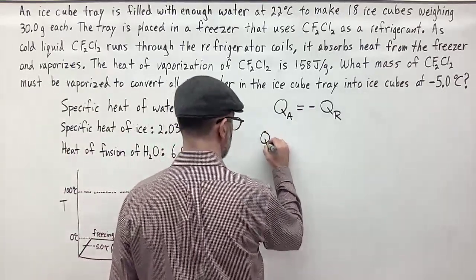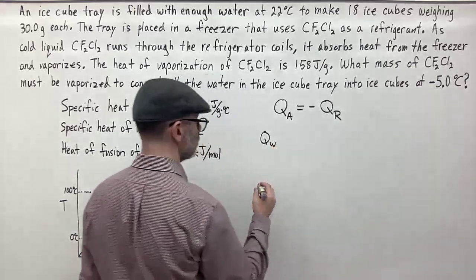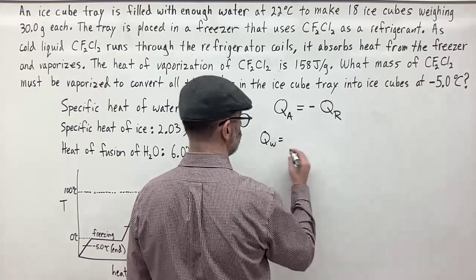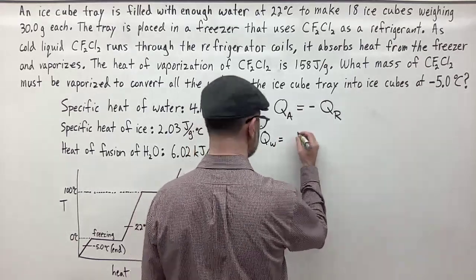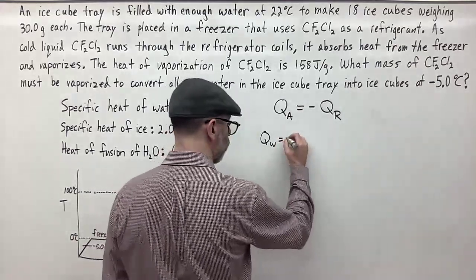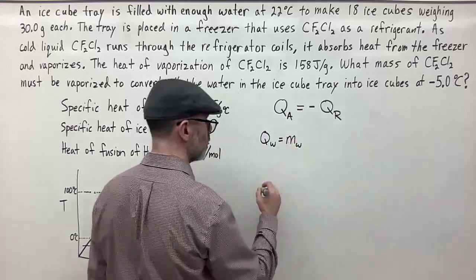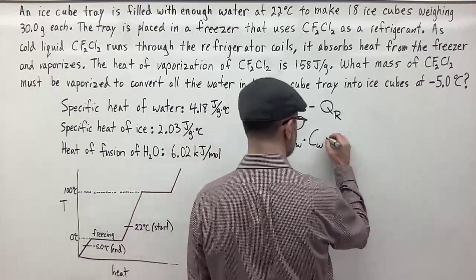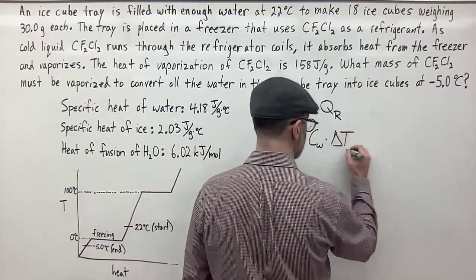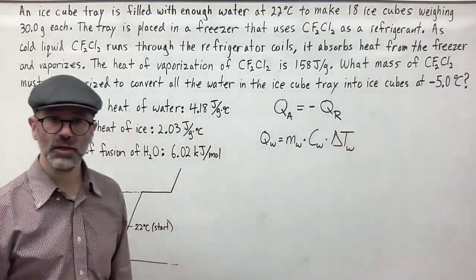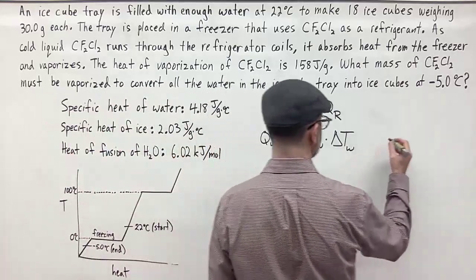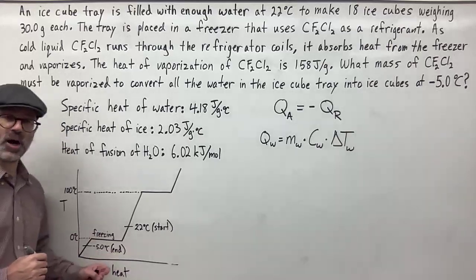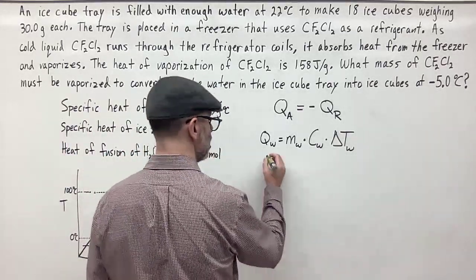So the Q of water in this part is going to be equal to the mass of the water times the specific heat of the water times the change in temperature of the water, which is final minus initial. Now for this part, with the freezing part, that's going to be a different equation.